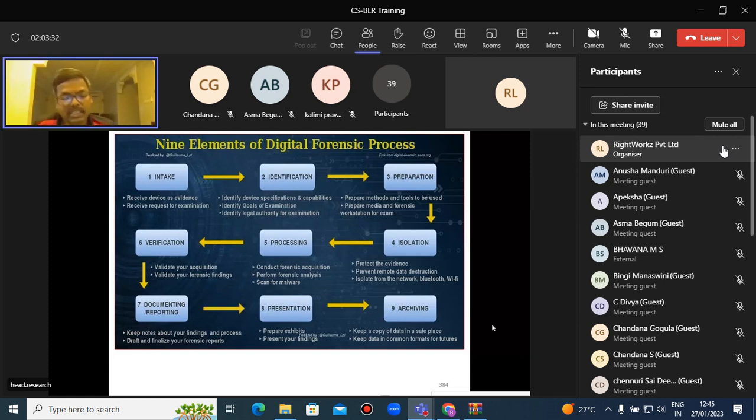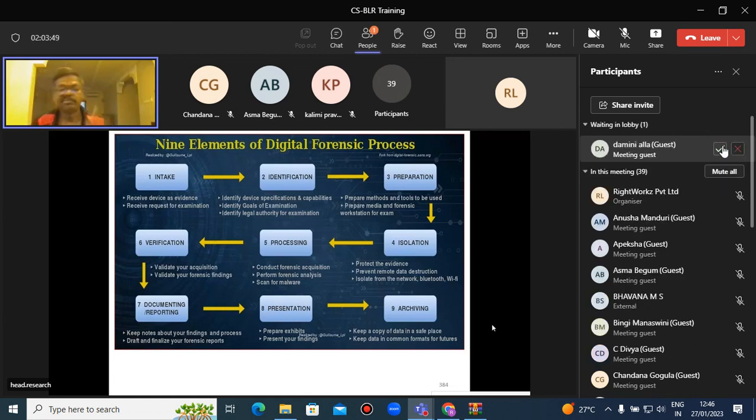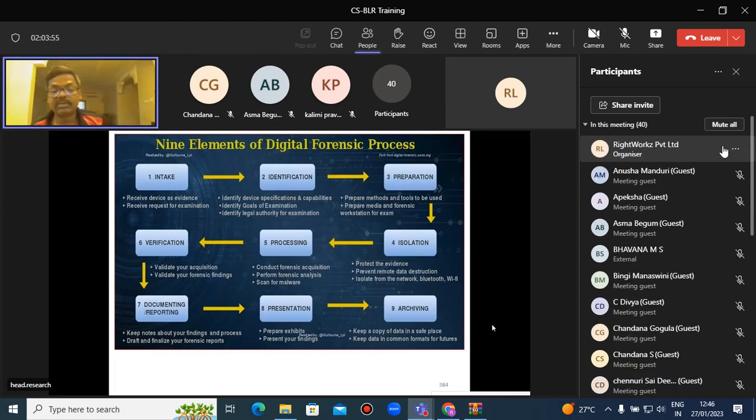7th step, documenting or reporting. It is the final step of the cyber forensics attack investigation. It is very, very important. Keep notes about your findings and process. Draft and finalize your forensic reports. 8th one is presentation. Prepare exhibits. Present your findings.